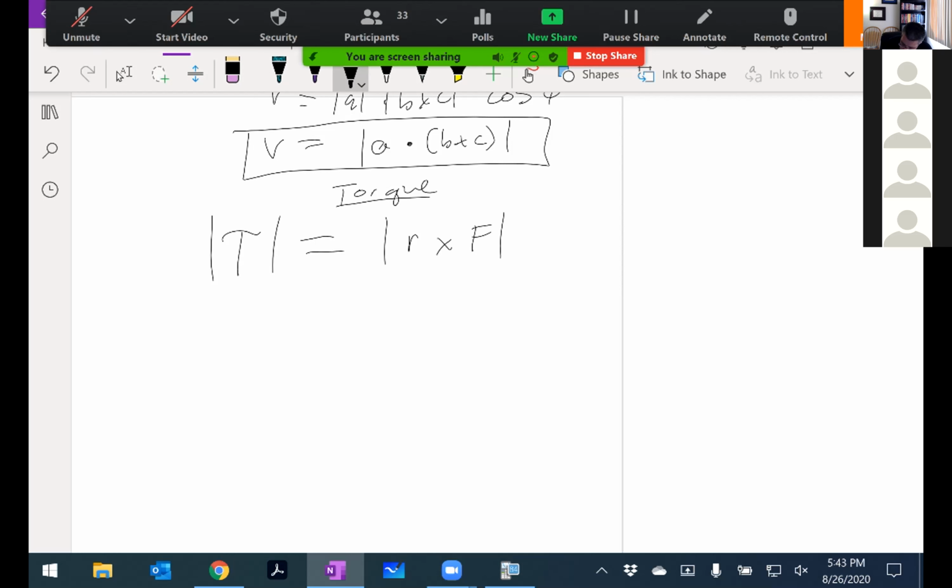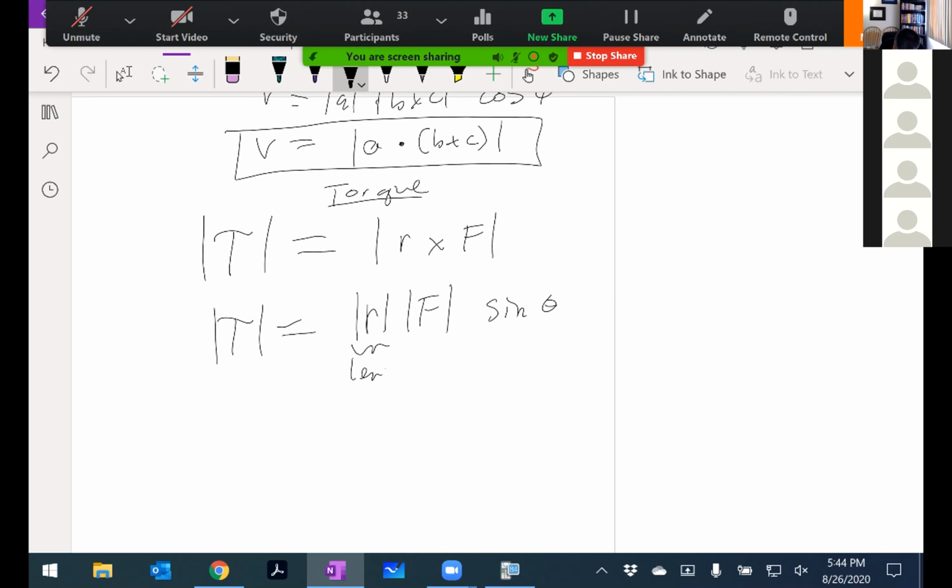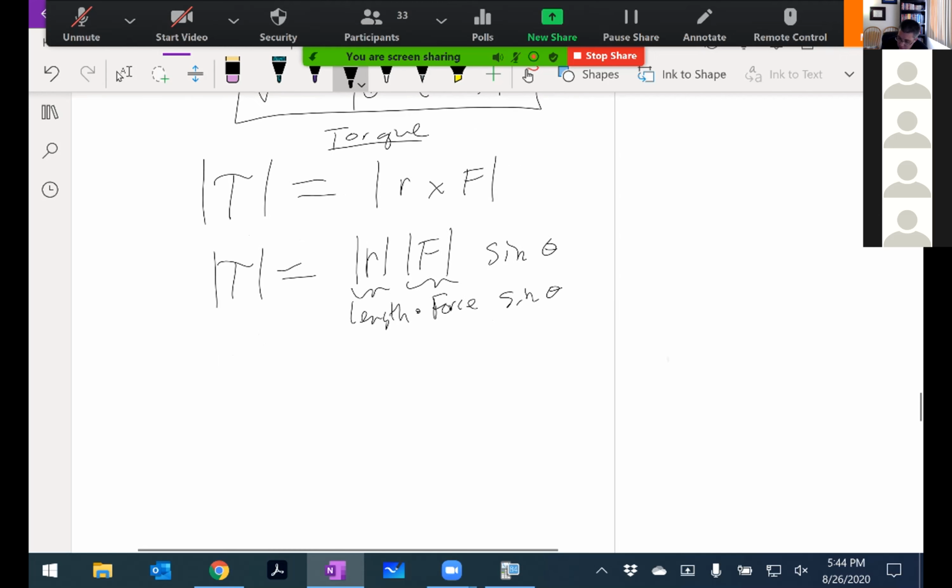So the magnitude of the torque is equal to the magnitude of the length times the magnitude of the force times the sine of theta, where theta is the angle between the applied force and the length vector. So this is length, and this is force. The length times the force times the sine of theta is going to give me torque.